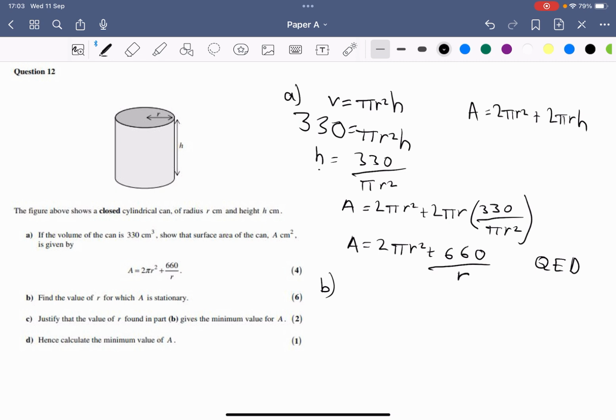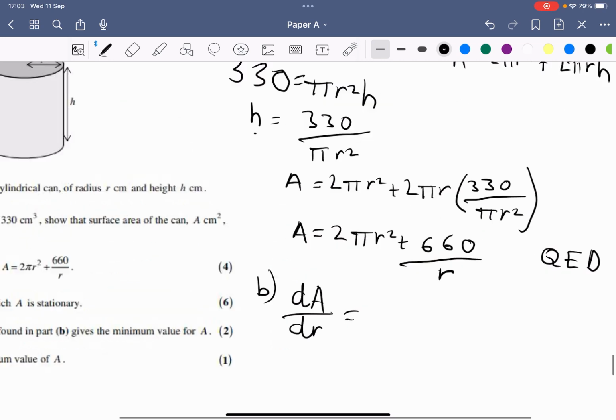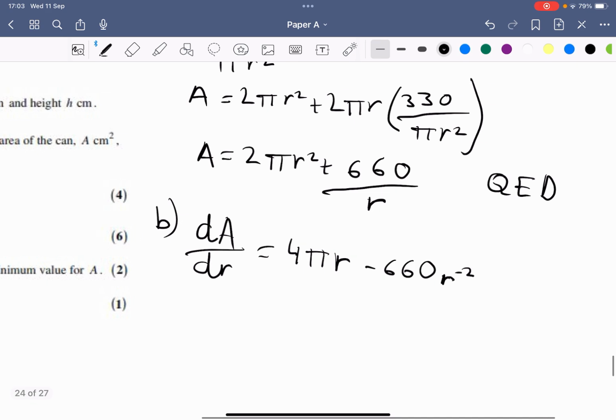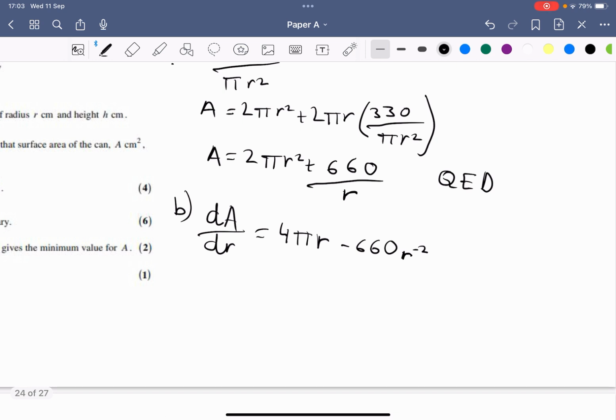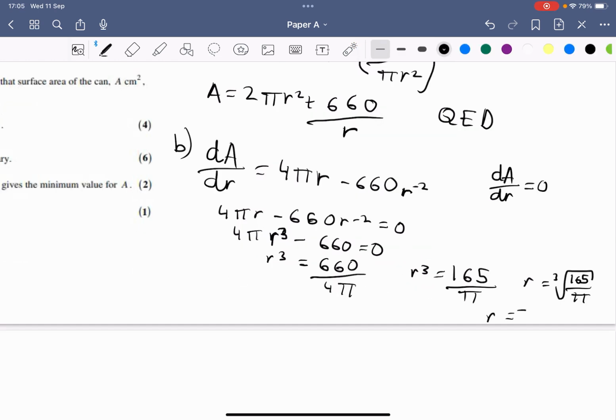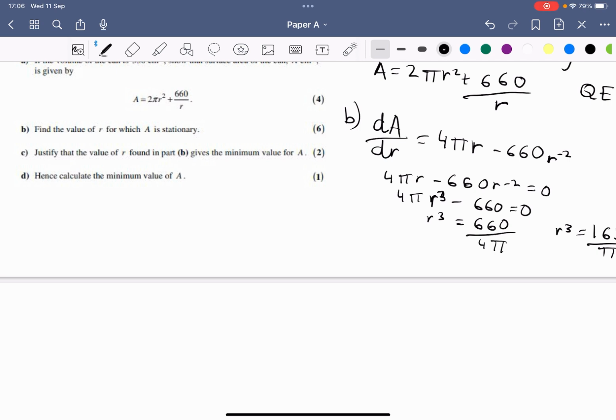For part B, we need to find the value of r for which A is stationary. To do this, we need to find the derivative of A in terms of r. So we need to find dA over dr. And when we differentiate A, we get... The reason we do this is we know that when A is stationary, dA by dr is equal to 0. So now we can let this equal 0 as well, so that we get... And now we just need to solve for r to get 3.745.